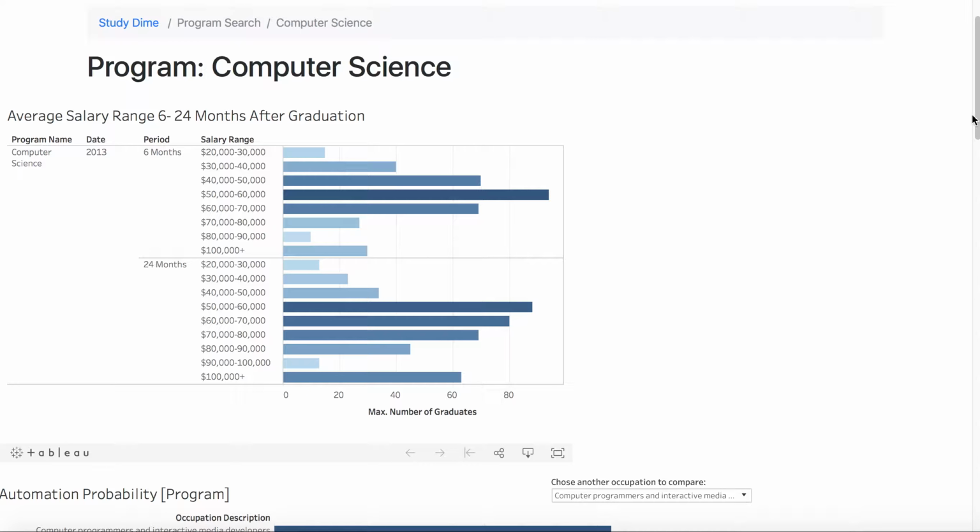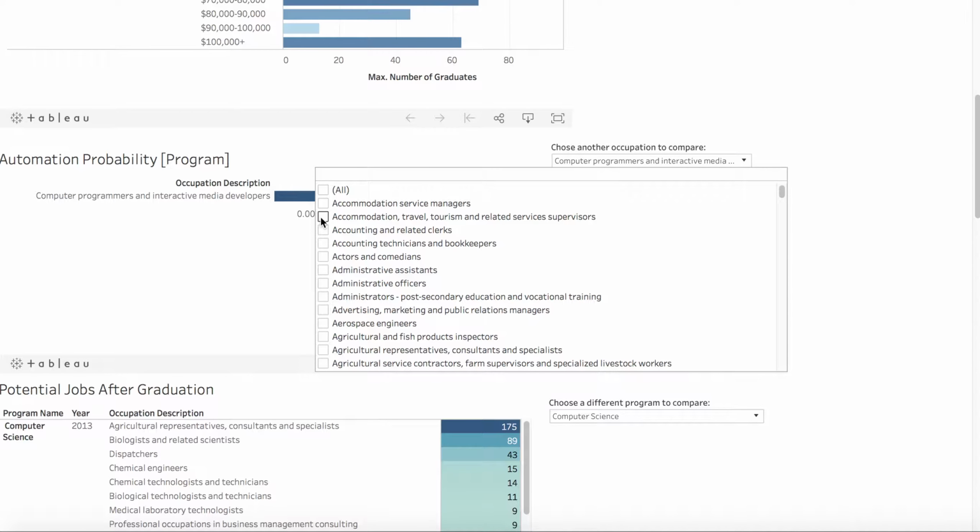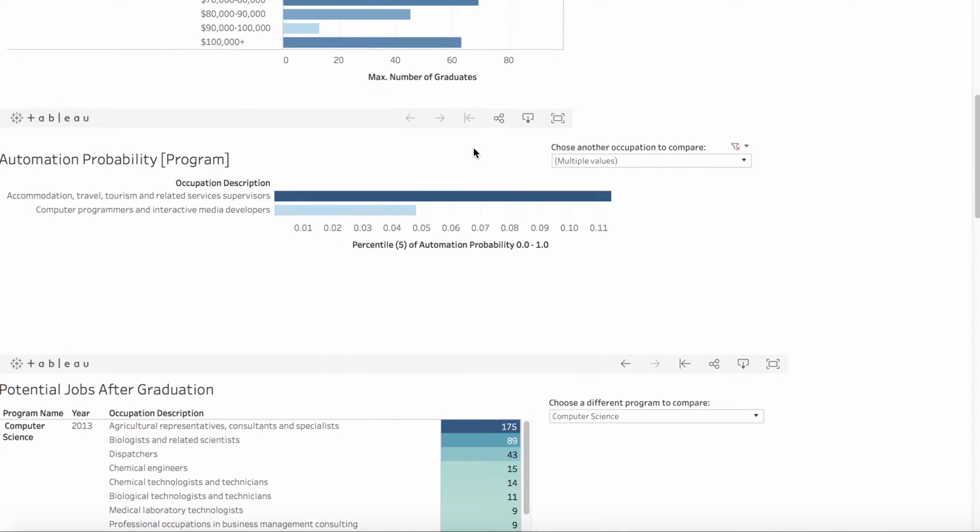This is one example. We also have the automation probability as well, the fact that whether or not your job could be automated in the future. And as you can see, you can compare it against other types of jobs and see the possibility of your job being automated. You can see accommodation and travel is much higher risk of automation than computer programming.